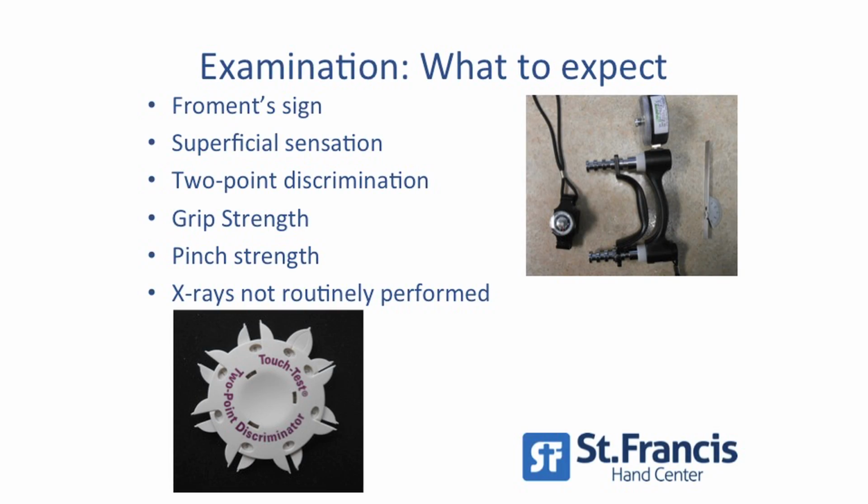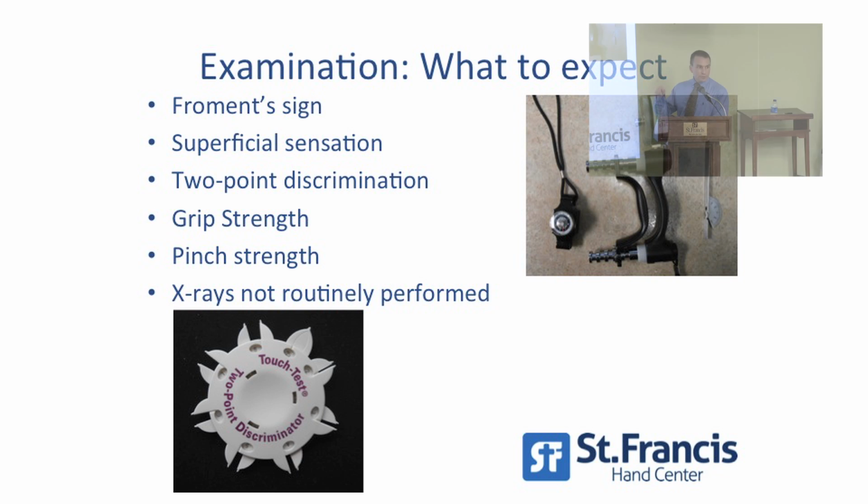Other tests that I do, Froment sign is something I look at for testing the ulnar nerve function again. I always look at the superficial sensation. And then also I do what's called 2-point discrimination. This will tell us the density of the nerves in the fingertip. Everybody remember Bruce Lee or the old Kung Fu movies where they had those throwing stars? I use something that looks like a throwing star. And it actually has 2 little tips that spread out in marked millimeter distances. So it starts anywhere from 4 millimeters all the way up to 25 millimeters in distance.